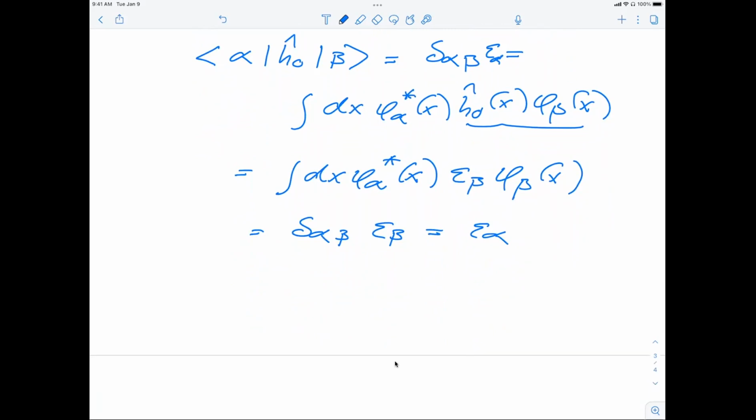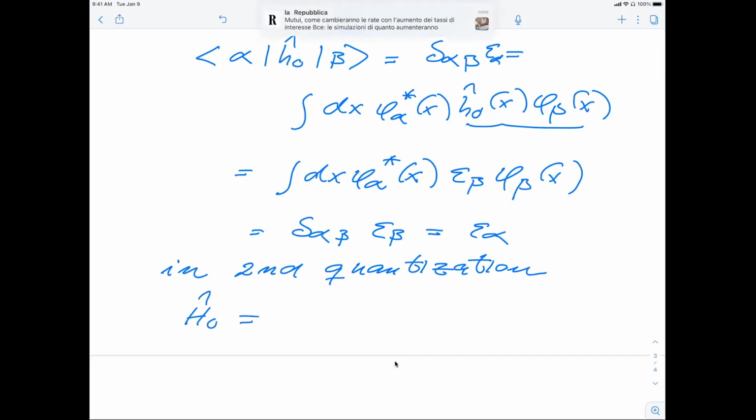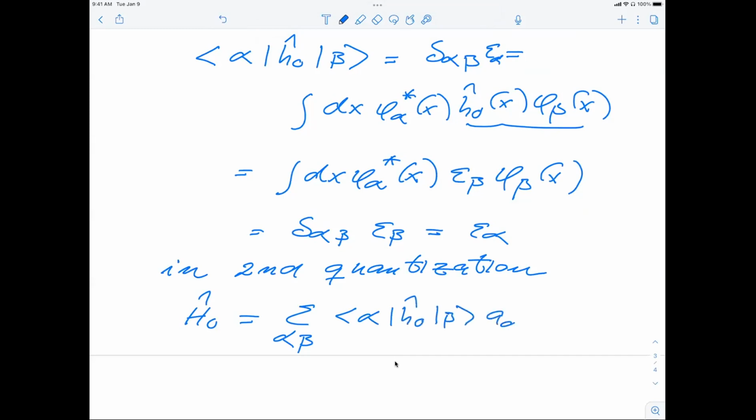So with that definition, what I'm going to state now, without having shown it, and we are going to show that a little bit later, is that in second quantization, or in this number representation, this operator can now be written. So we have this H0, and then I have a general sum over alpha and beta. I have this matrix element, which we defined here, of beta, multiplied with A alpha dagger, A beta.